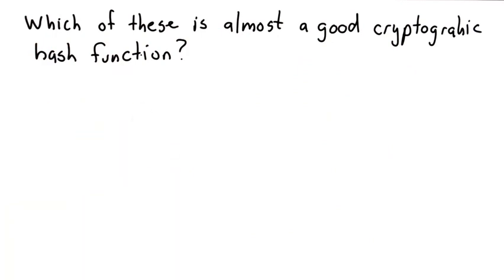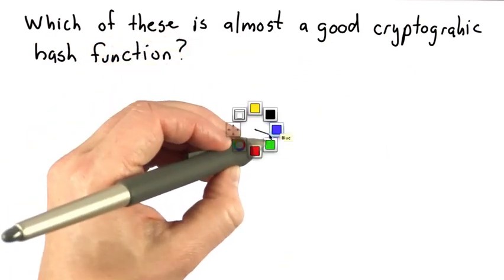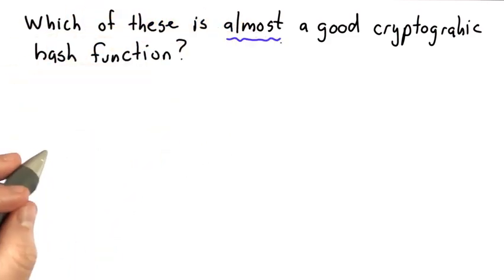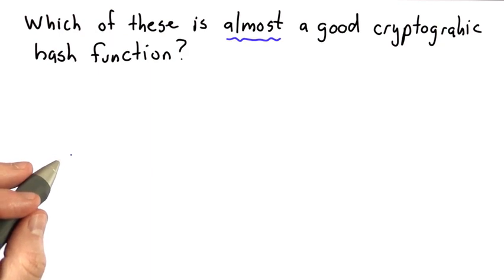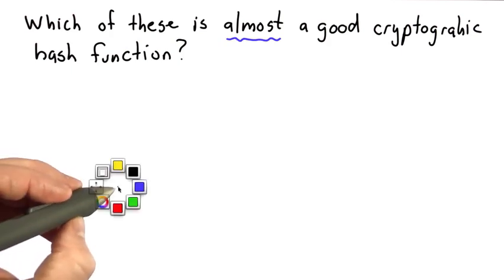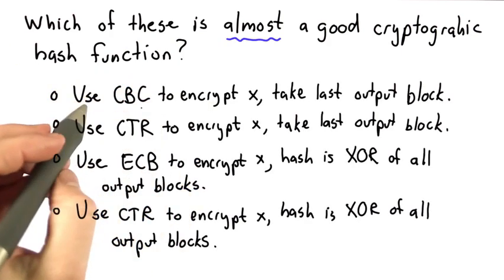And the question is, which of these is almost a good cryptographic hash function? And I'm using "almost" here in somewhat of a fuzzy way, but I want you to select the one that seems closest to being a good cryptographic hash function. None of them is a perfect cryptographic hash function, and we'll discuss that more after the quiz. So here are the choices.